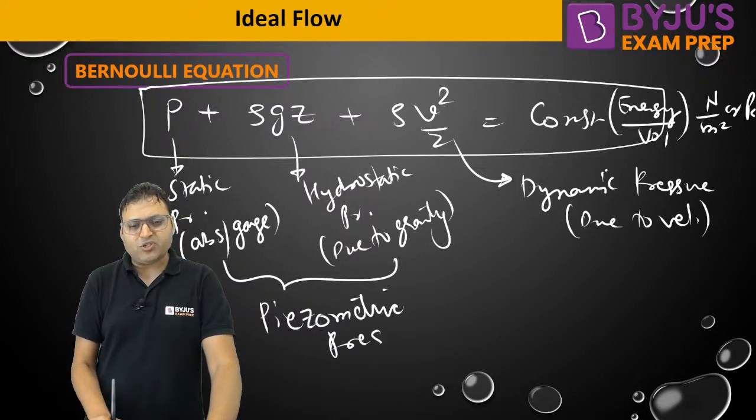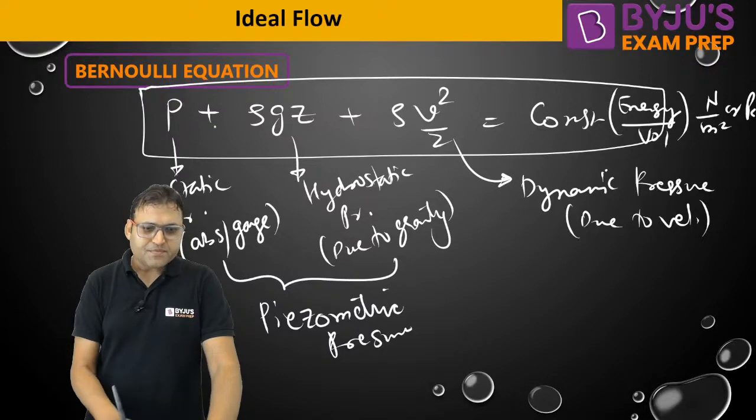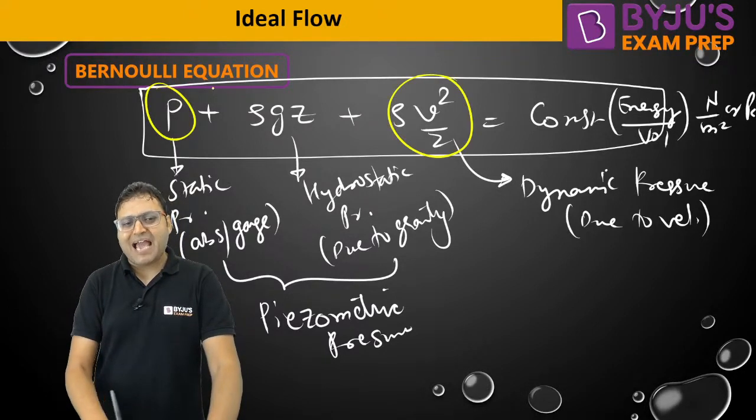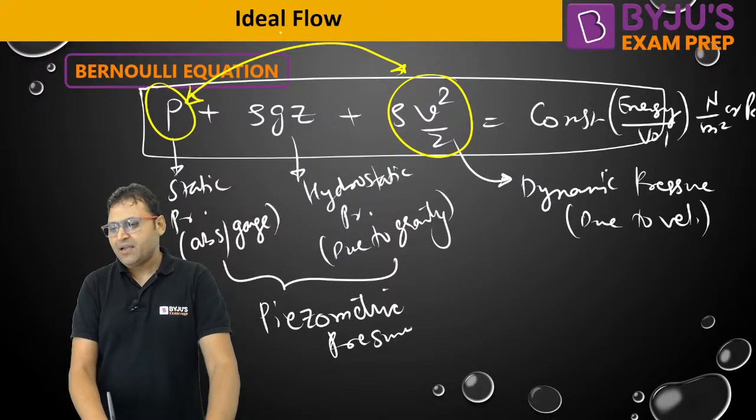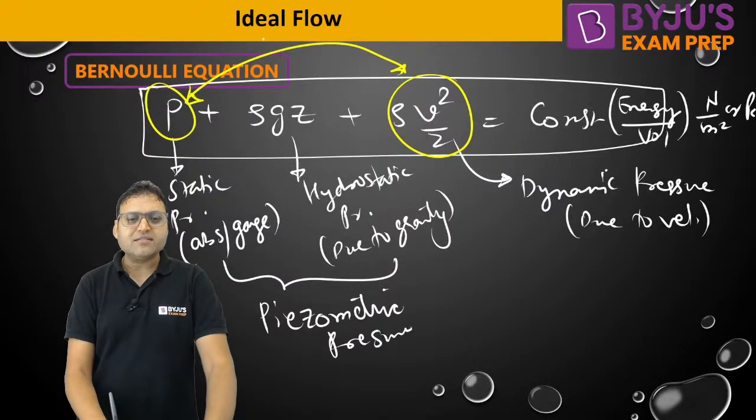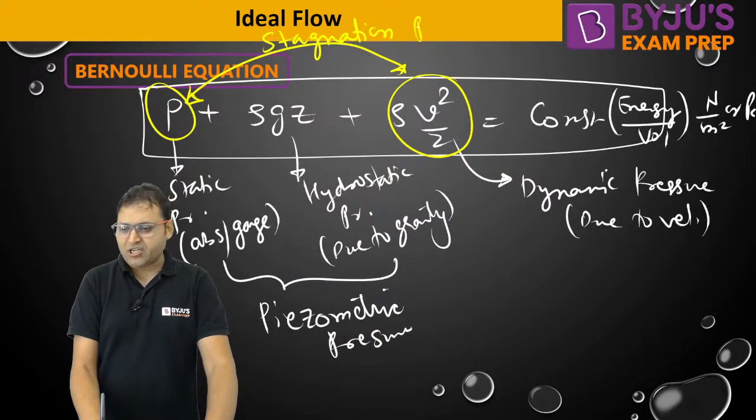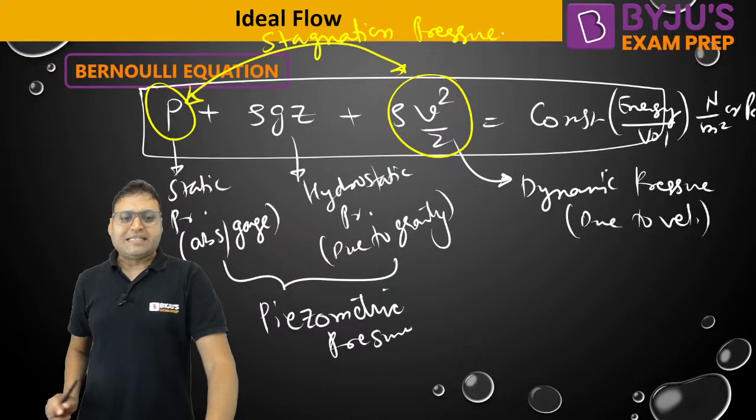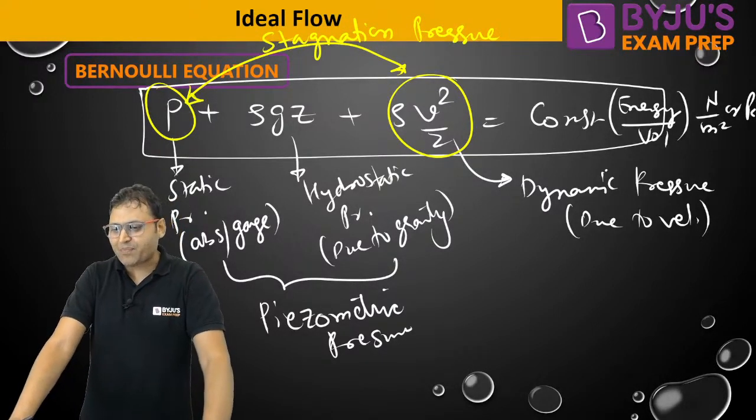This is called piezometric pressure. And the sum of pressure plus kinetic energy, or dynamic pressure, static pressure plus dynamic pressure, is known as, what is this called? This is known as stagnation pressure of the fluid. Sum of static pressure plus dynamic pressure is known as stagnation pressure of the fluid.